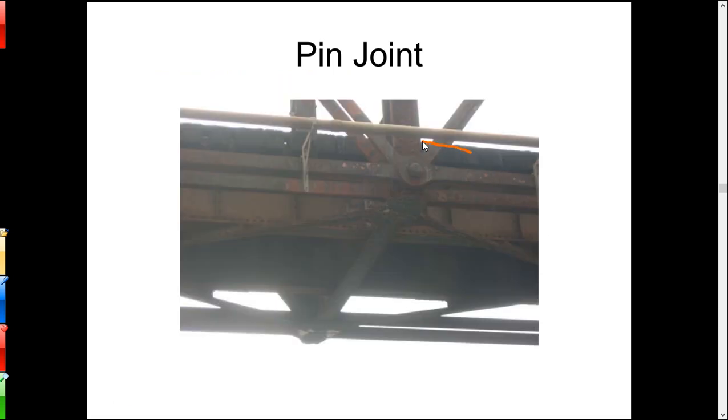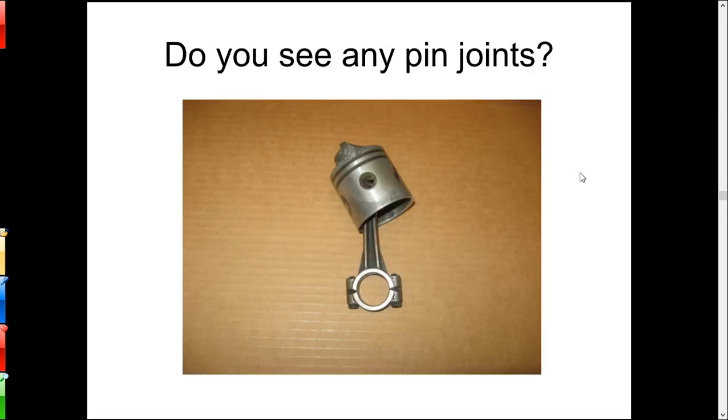Okay. There's a pin joint on this bridge here. It's an old railroad truss bridge over the Sine River. Okay, there's a pin joint. You see the pin clearly going through there. There's a piston out of an engine. Do you see any pin joints? Okay, right there. I don't know if you've ever looked at a piston, but the piston's free to kind of rotate there about that pin, so that's a pin joint there.